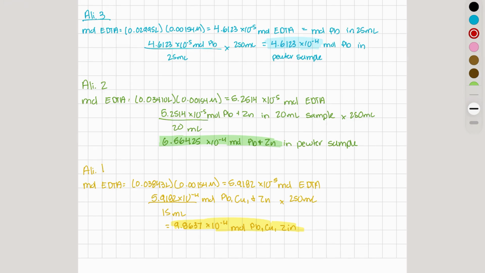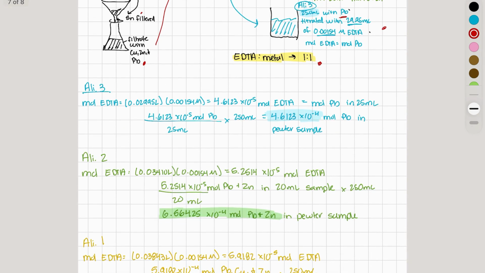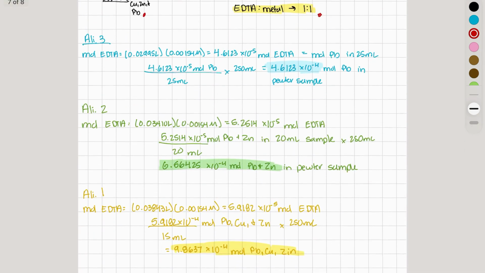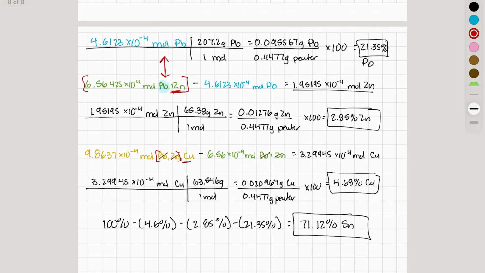I think this is kind of fun. You have to figure out what fits in. I always started with the one that has the least amount in it, just because it was the easiest for me, but really you can start anywhere. But yeah, starting with finding the moles of EDTA in each solution, so then you find the moles of each metal in each solution, and then kind of trying to relate them till you get to your final percentages.